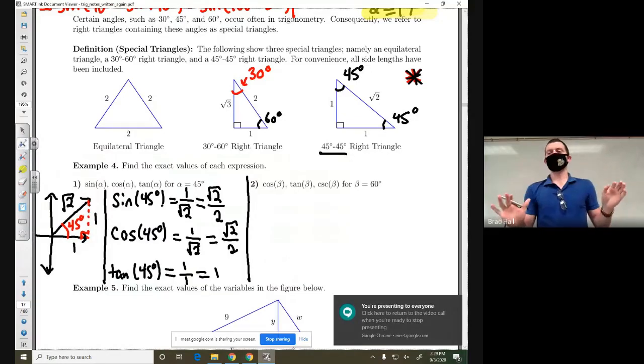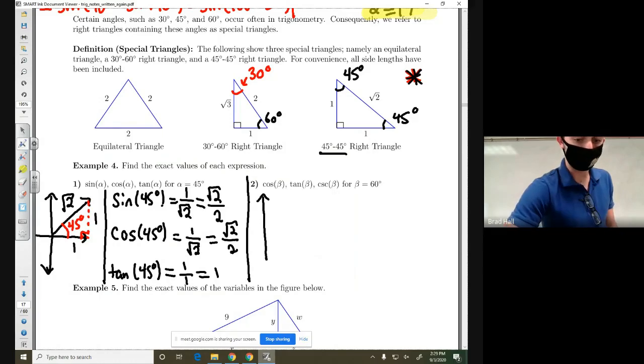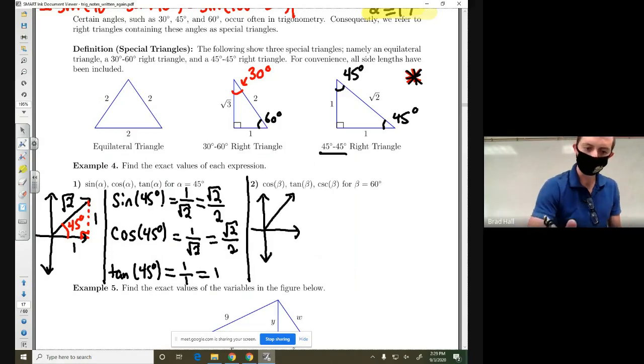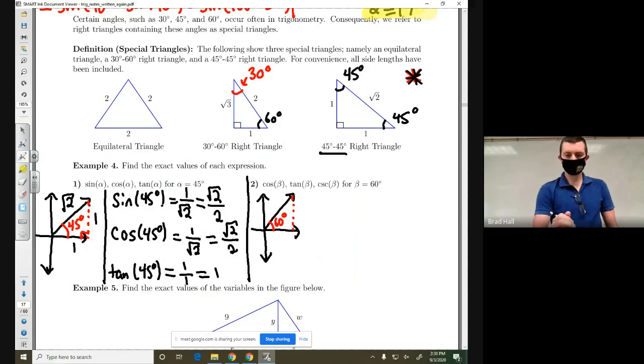All right, we're going to do the same exact thing, but for 60 degrees. So if we were to start off with an XY plane and plot 60 degrees, that's going to be a little bit steeper. So 60 degrees, and we triangulate. So now we do not have a 45-45 special triangle, we have a 30-60 special triangle.